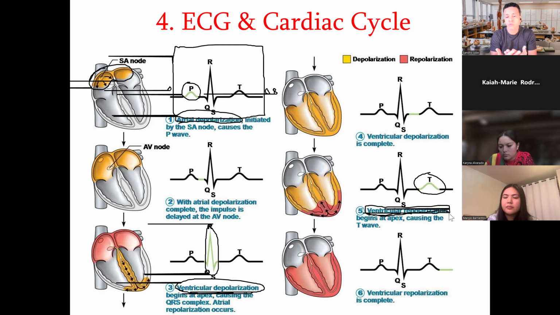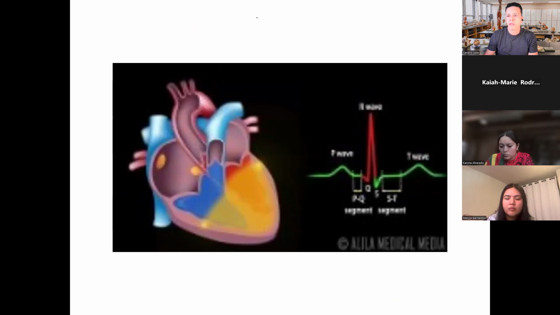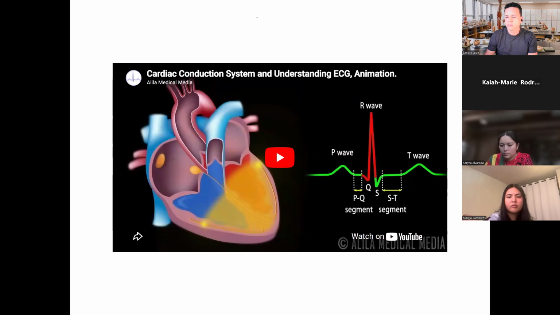Immediately after ventricular repolarization, we are going to have ventricular relaxation. So it goes this way, guys. We have a depolarization followed by contraction, repolarization immediately followed by relaxation. Okay? So let's watch this video right here, which is going to summarize the ECG and the cardiac cycle.